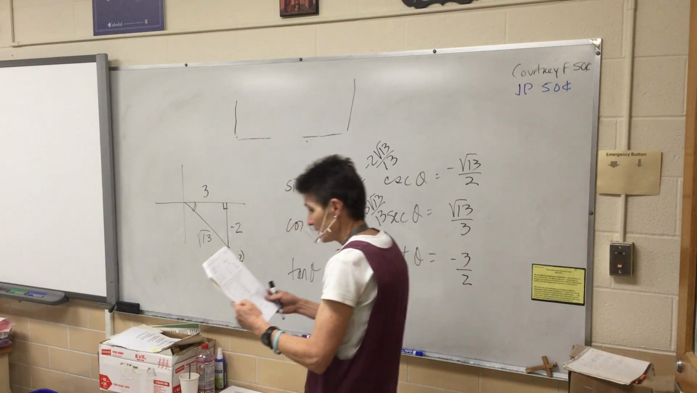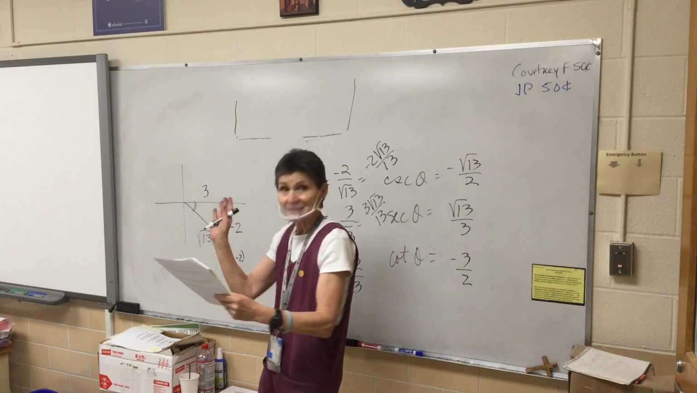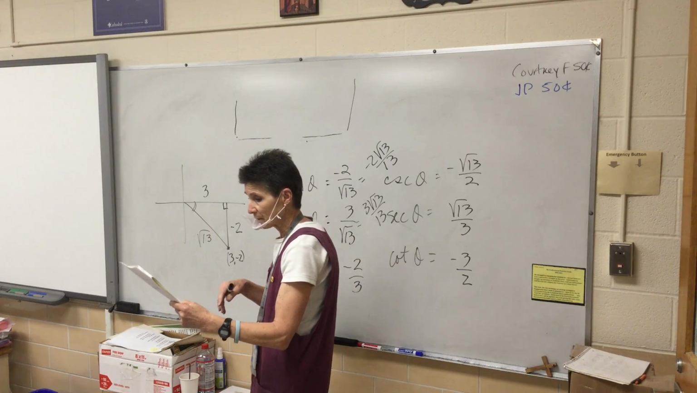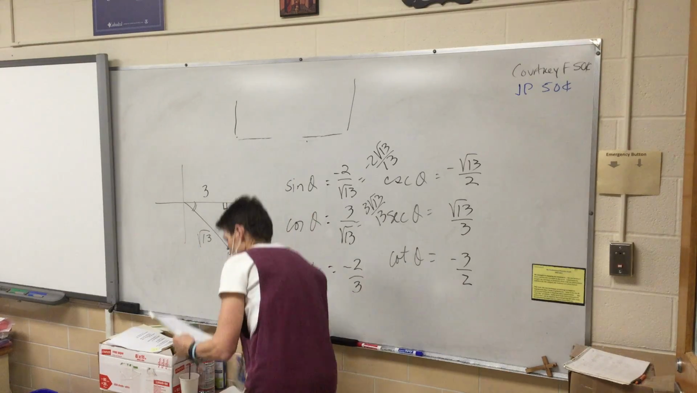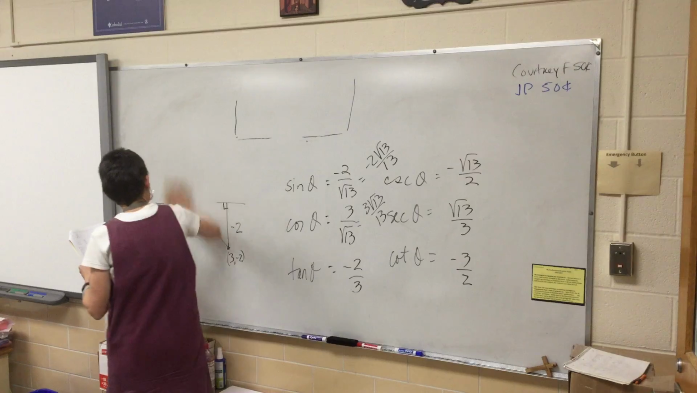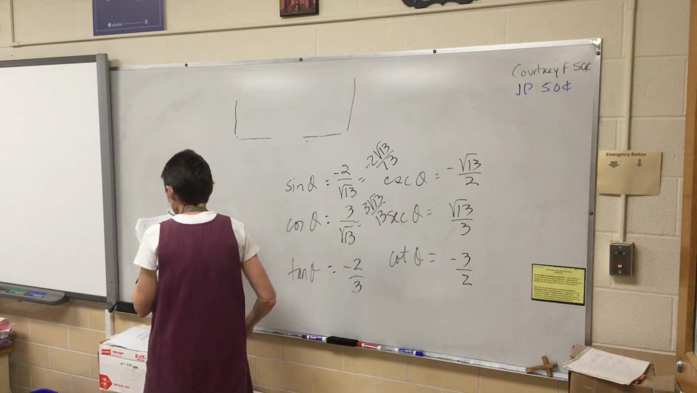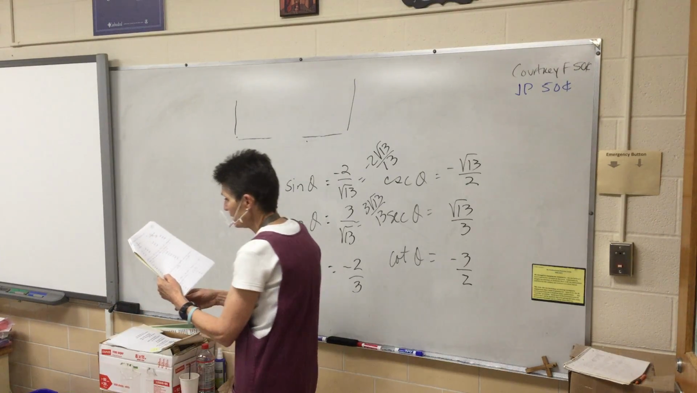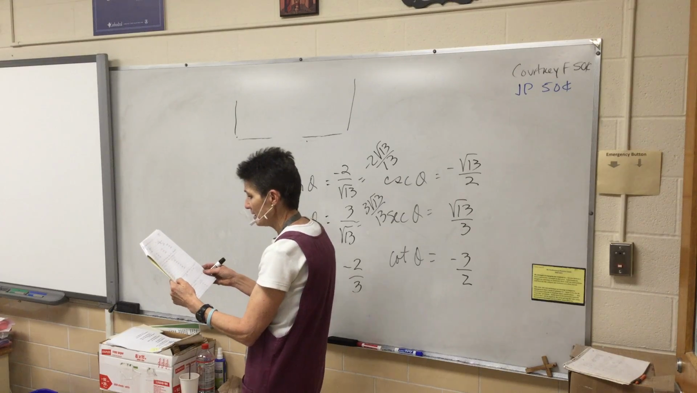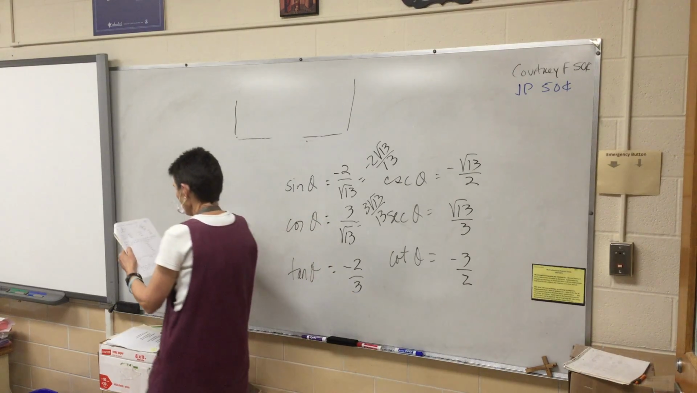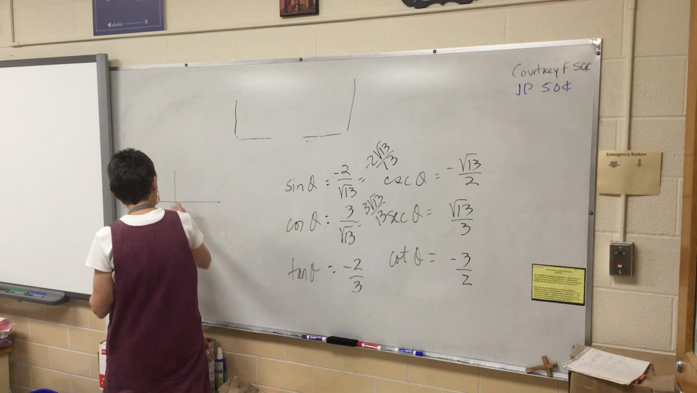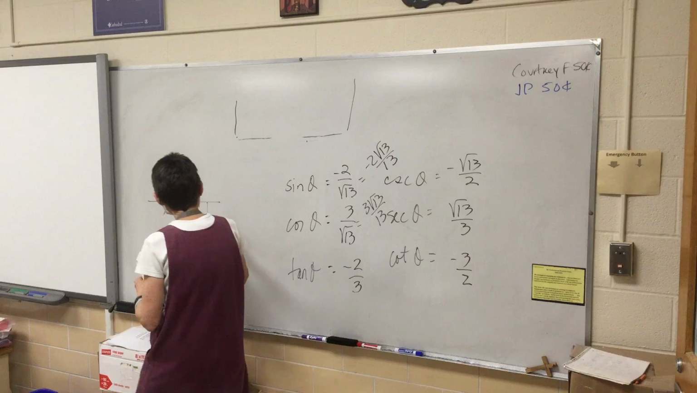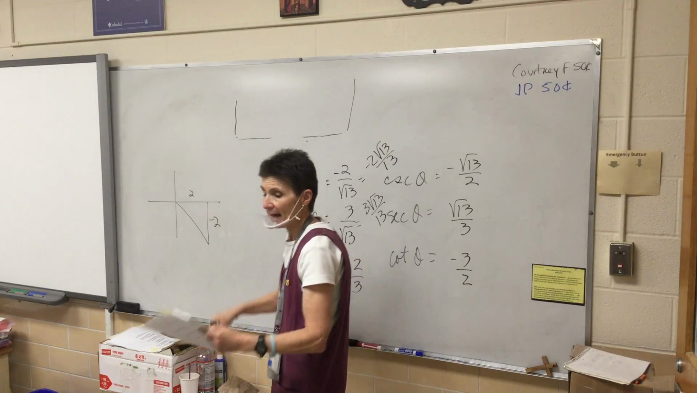All right. Now, part B is exactly the same thing, except they didn't draw the picture for you. So this should not be an issue. For part B, we have the point 2, negative 2. So I'm going to just label my triangle like that.